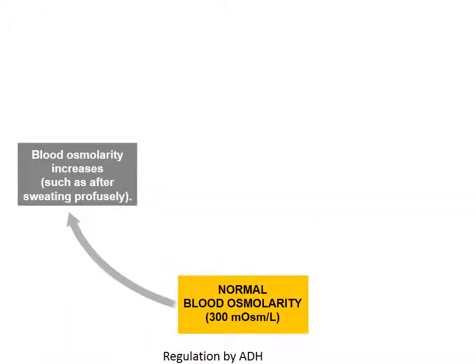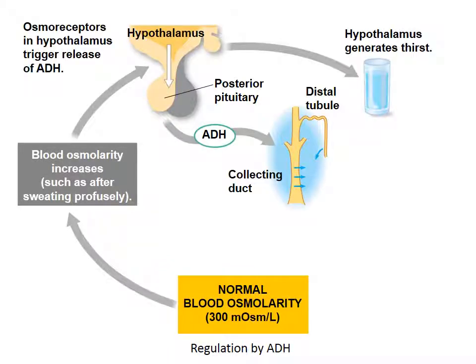So here is regulation by ADH. So we start out at a set point of 300 milliosmoles per liter. And let's say we've done a lot of exercise, so the blood osmolarity, let's say, has increased a lot. Well, immediately the osmoreceptors in the hypothalamus will sense the sodium concentration in the blood, and it will trigger the release of ADH, which will go and affect the distal tubule, and will also tell us to go drink some water.